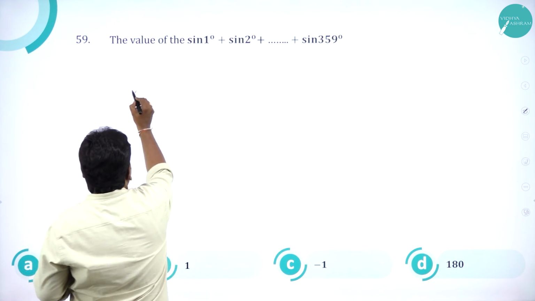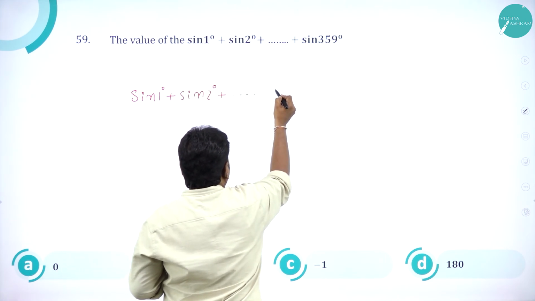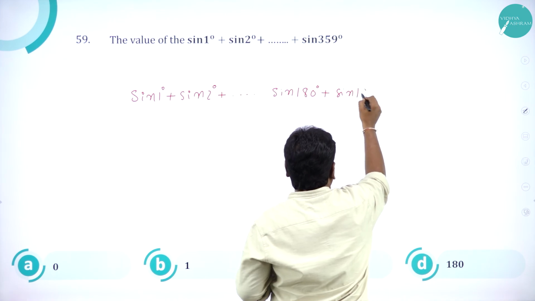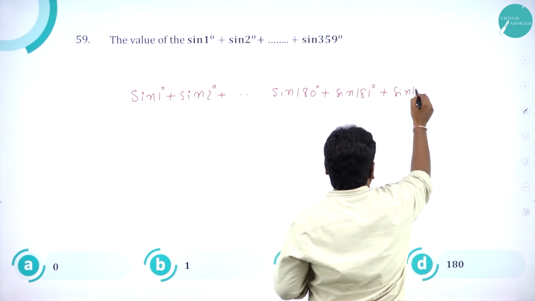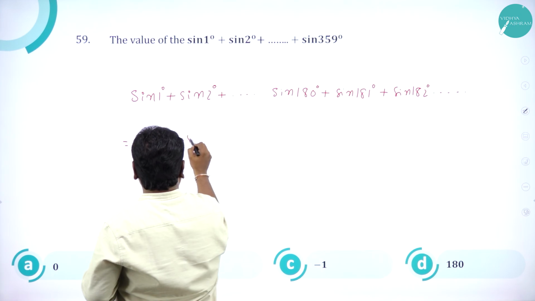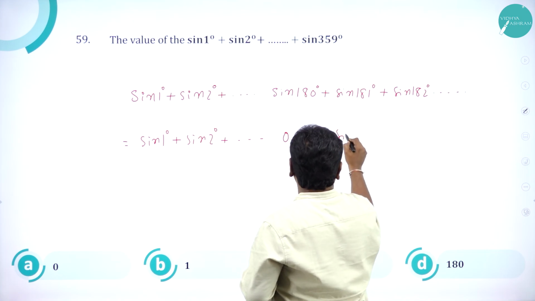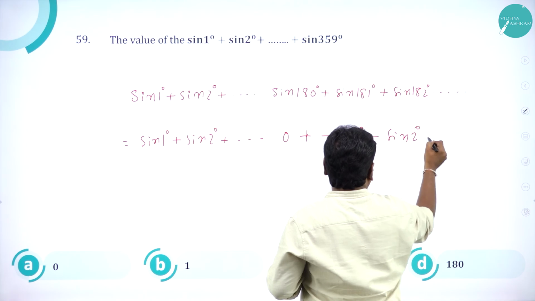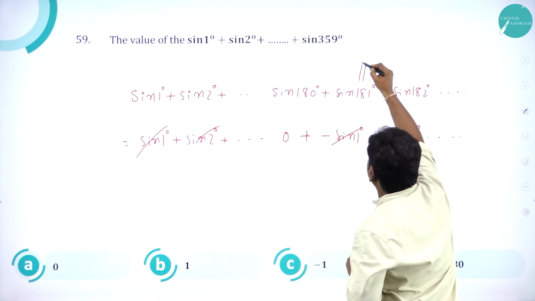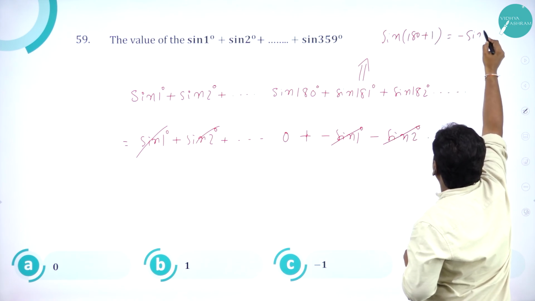What is the method? Sine 1 degree, then sine 2 degree, and so on. In between I'll get sine 180 degree. All of you know sine 180 means sine pi. Sine pi is 0, plus sine 181 degree plus sine 182 degree, like that, and so on. That is sine 1 degree plus sine 2 degree, and so on. This is 0, this will become minus sine 1 degree, minus sine 2 degree, and so on. So plus sine 1, minus sine 1, plus sine 2, minus sine 2, go on cancelling. You know how to expand this allied angle. Sine 181 can be written as sine 180 plus 1. Sine of 180 plus theta is what? Minus sine theta, minus sine 1.